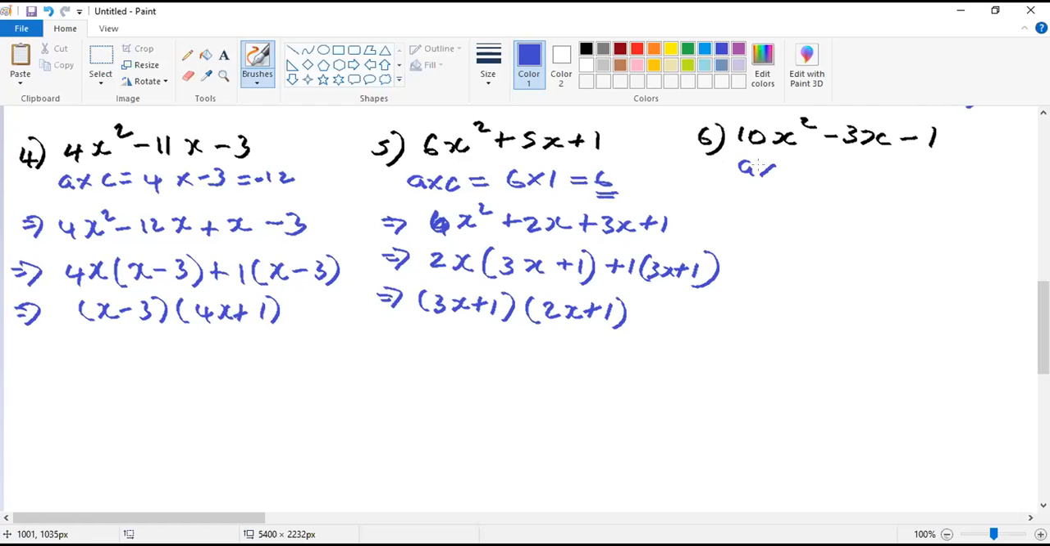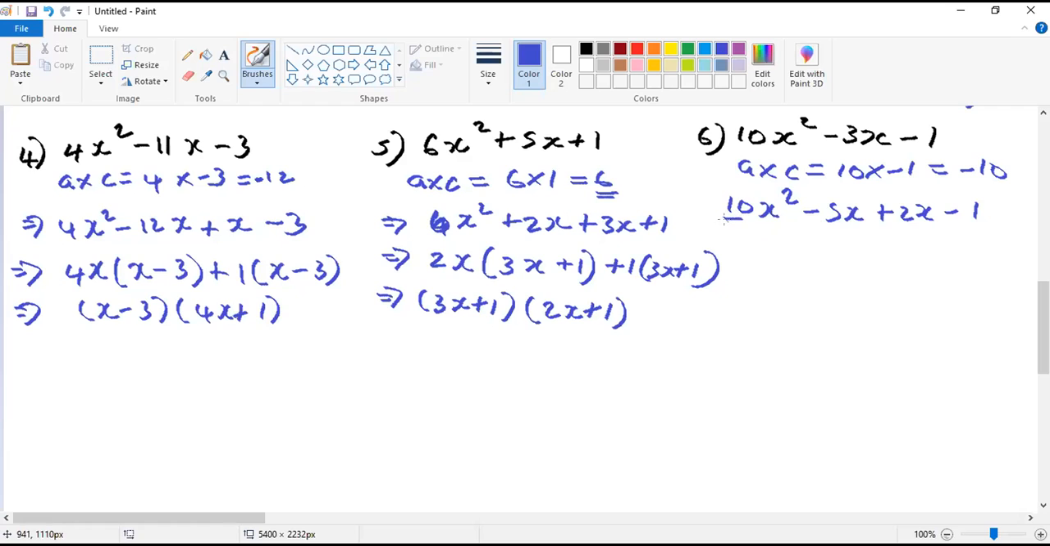So again, A times C, this is 10 times minus 1, which is negative 10. What factors are we looking at? Minus 5 plus 2. Agree. So we have 10x squared, minus 5x plus 2x minus 1. So factor this, what do we get? What must we put here? Why not 5? It's 5.